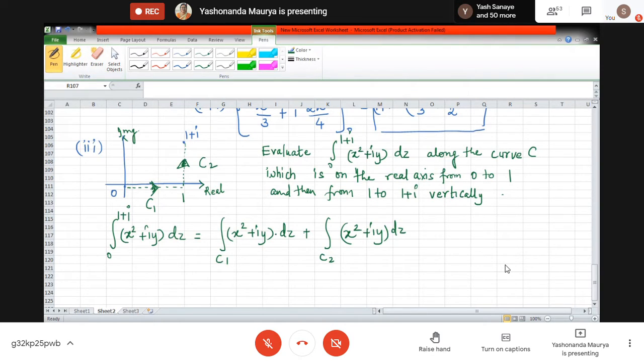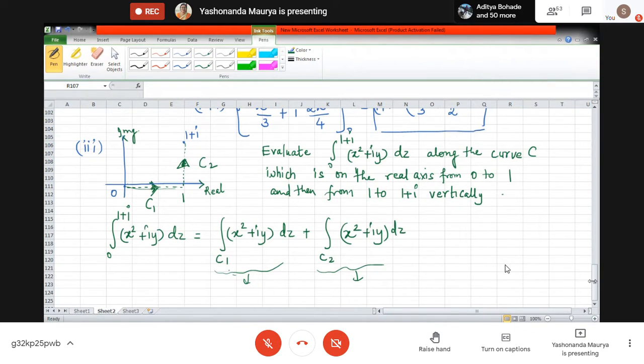Okay, so we have split it. This was my total curve C. We have split it into two parts, C1 and C2. So this is how we can write it here also. Now each of the integrals has to be evaluated separately.